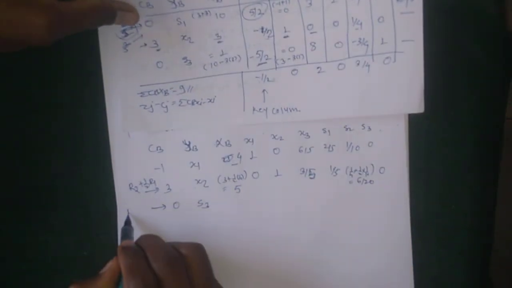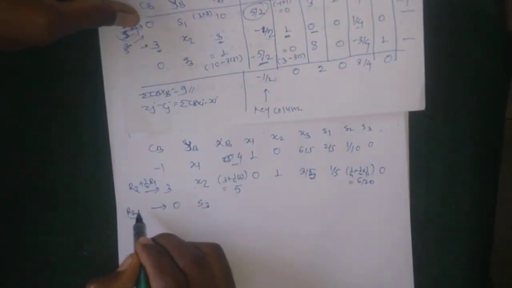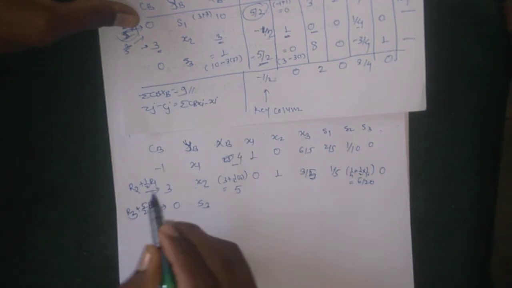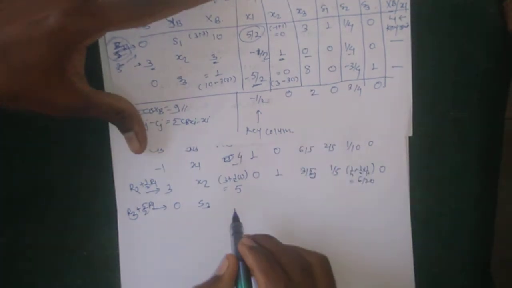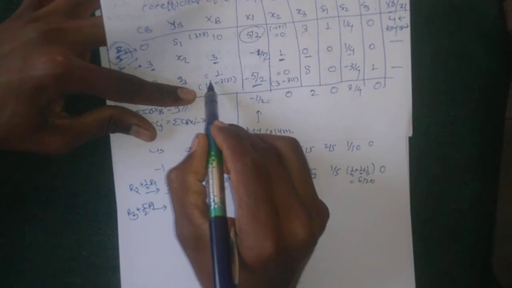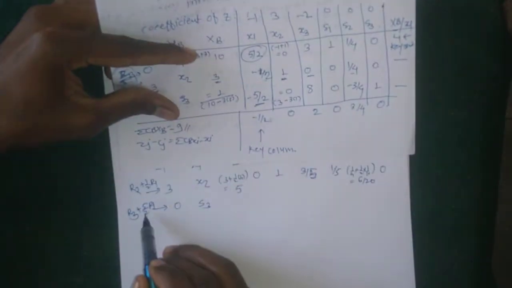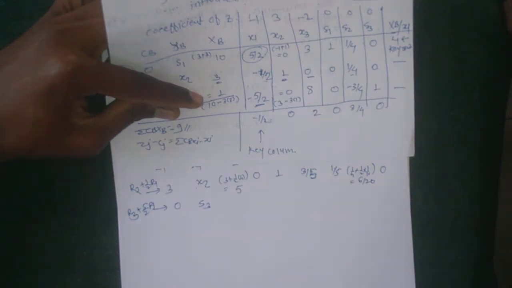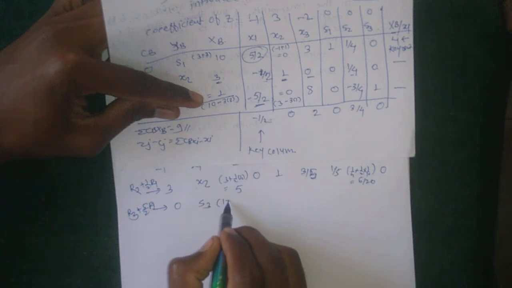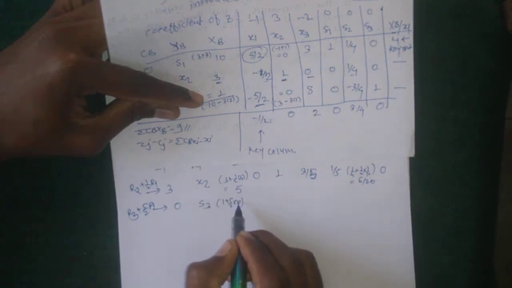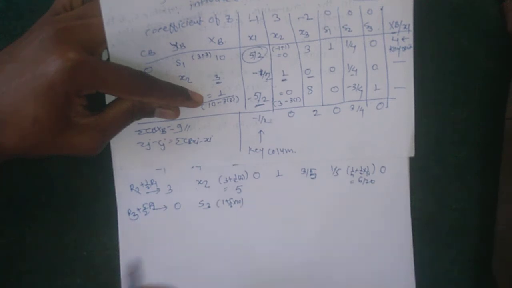Operation is here R3 plus 5 by 2 R1. So here, 1 plus 5 by 2 into 10, we get 1 plus 25.